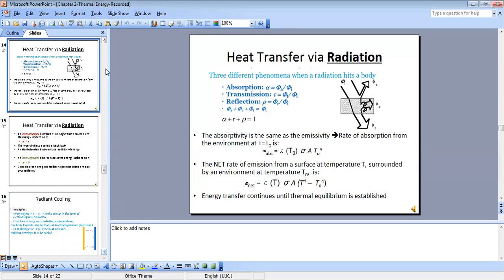I have a question. Yes. What's the difference, and why is some of the energy absorbed and some transmitted? Why isn't it all transmitted or all absorbed? It depends on the material properties, okay?